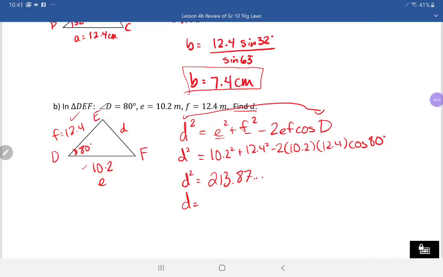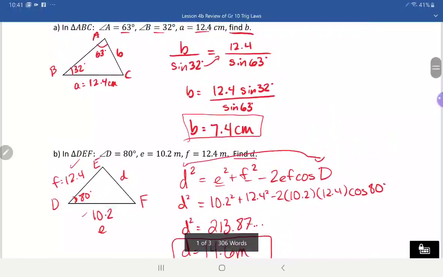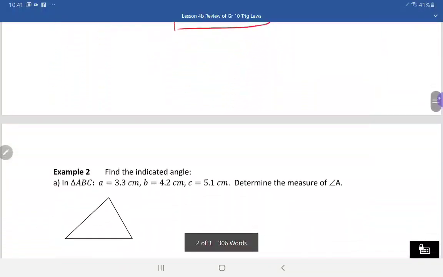Okay, so that turned out to be 213.87. It does keep on going. I'll just put a couple dots there to show that it keeps on going. But when I take the square root, I'm going to make sure I take the square root of the entire number that's on the calculator to keep it the most accurate. So our final answer is 14.6, and that would be in terms of meters, like the original question. All right, so that was one example of sine law, one example of cosine law.